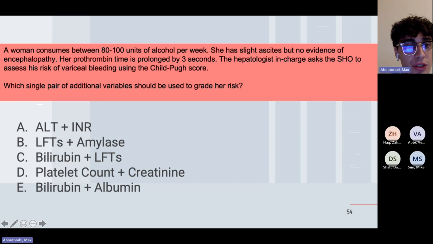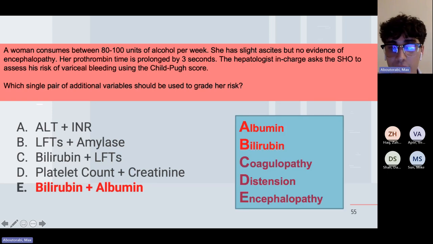The Child-Pugh score wasn't something we covered in this presentation, but I would definitely take a look at it before your exams. It's a score used to assess end-stage liver conditions, and it consists of albumin levels, bilirubin, coagulopathy, distension, and encephalopathy. It's quite a hard question seeing we haven't covered it, but I would definitely take a look at it before your AKTs or before you go onto the hepatology wards, because it's definitely something that will come up.